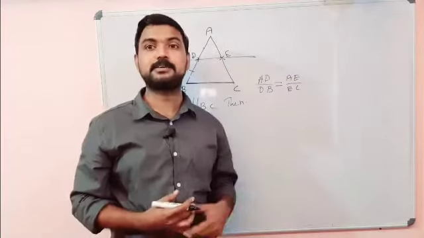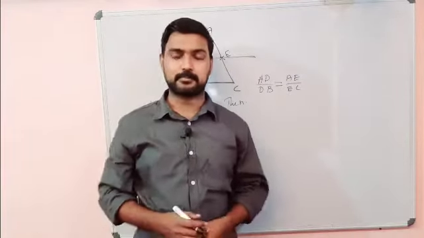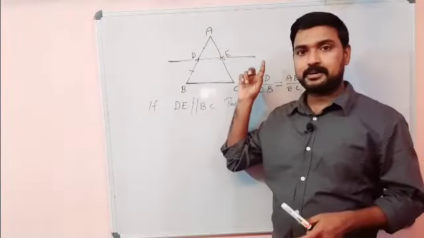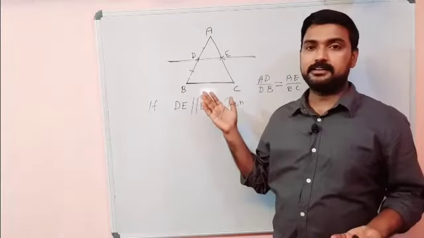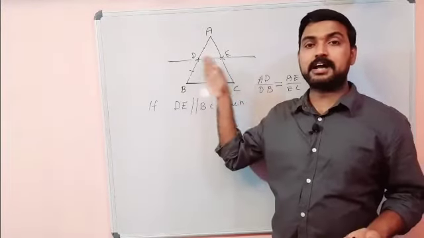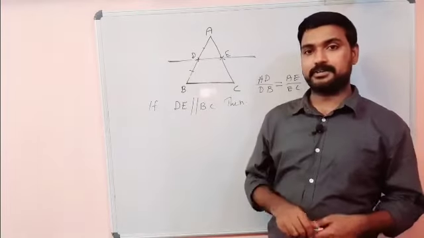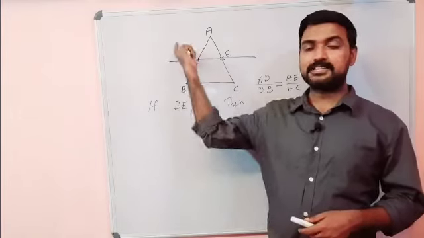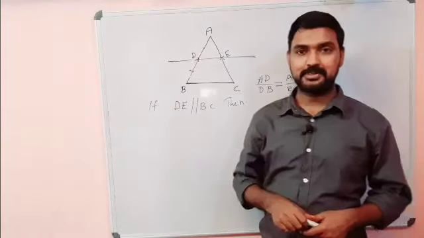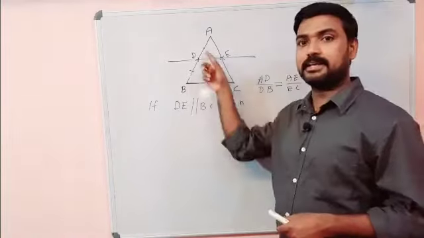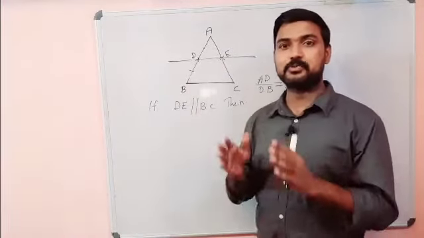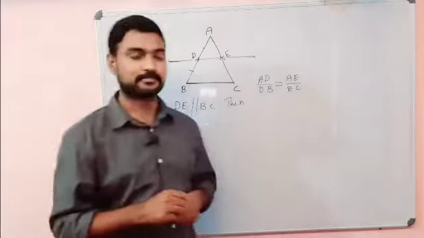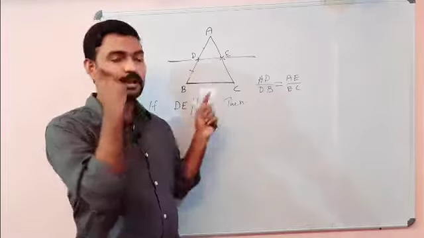This is the basic proportionality theorem. What is the basic proportionality theorem? If you draw a line parallel to one side of the triangle, and it intersects the other two sides at distinct points, then the portions are divided in the same ratio. The portions AD by DB and AE by EC are divided in the same ratio. When will it be in the same ratio? If this line is parallel to this.